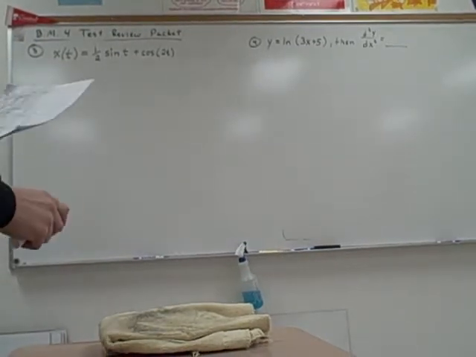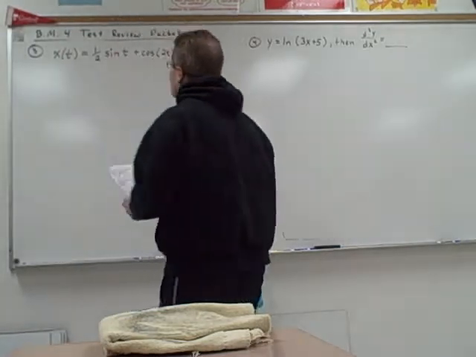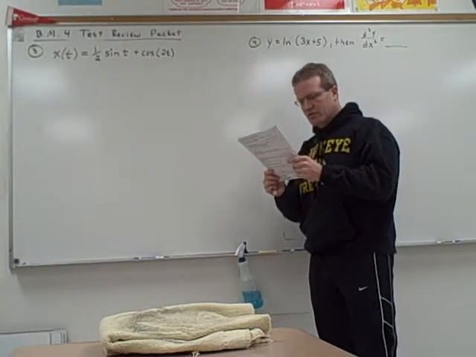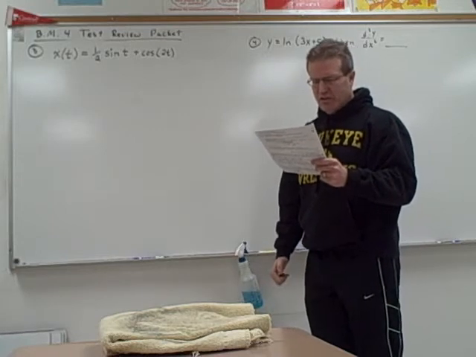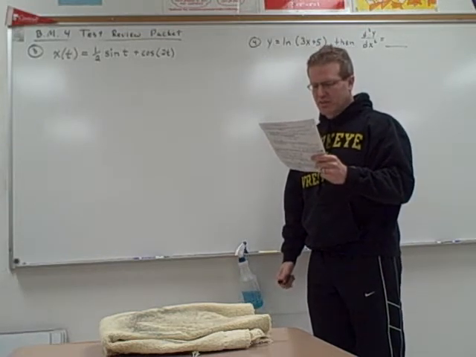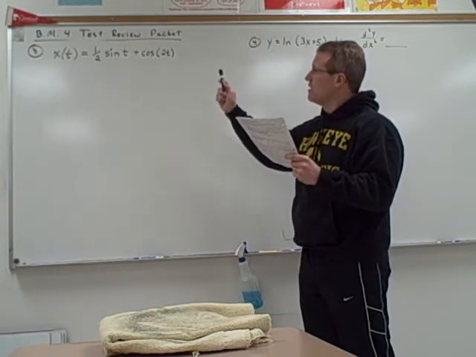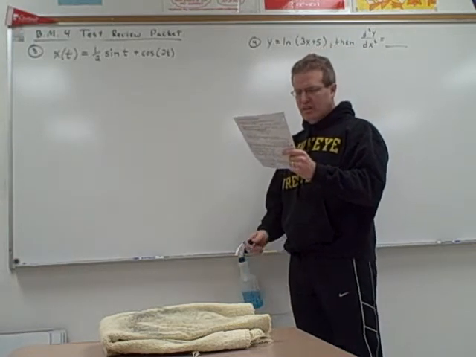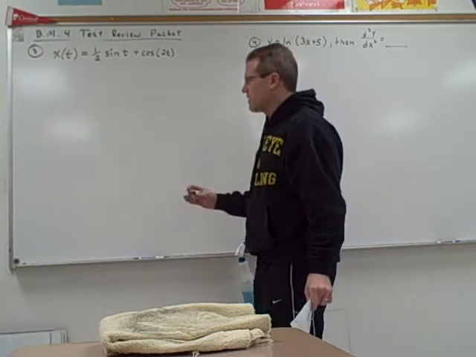All right, this is numbers 3 and 4 in the benchmark 4 test review. Number 3, here are the directions. A particle moves along the x-axis so that at any time t, its position is given by x of t equals 1/2 sine of t plus cosine of 2t. What is the acceleration of the particle at t equal pi halves?